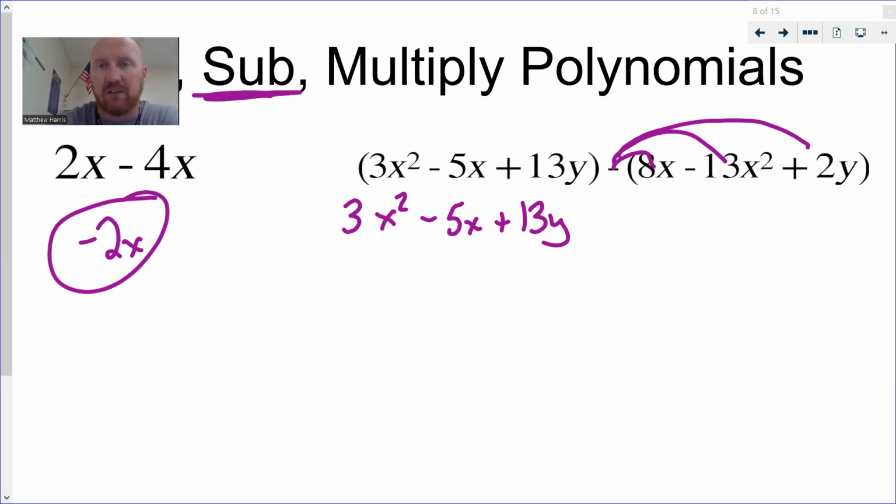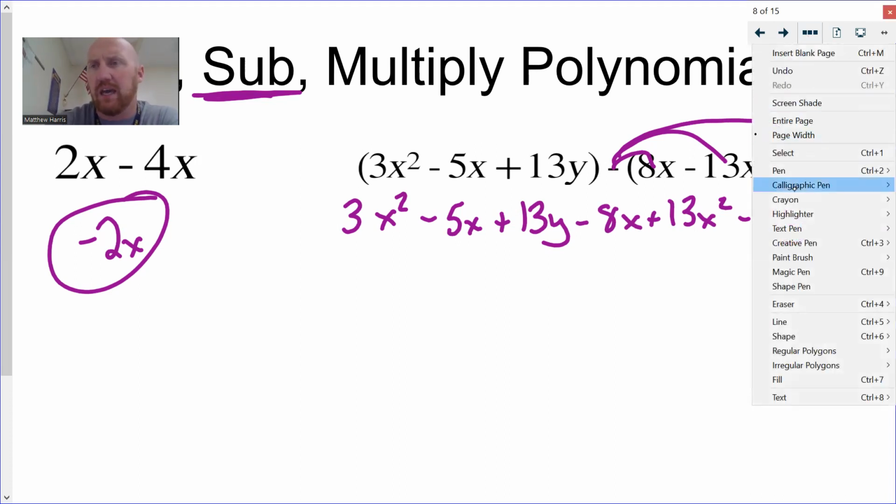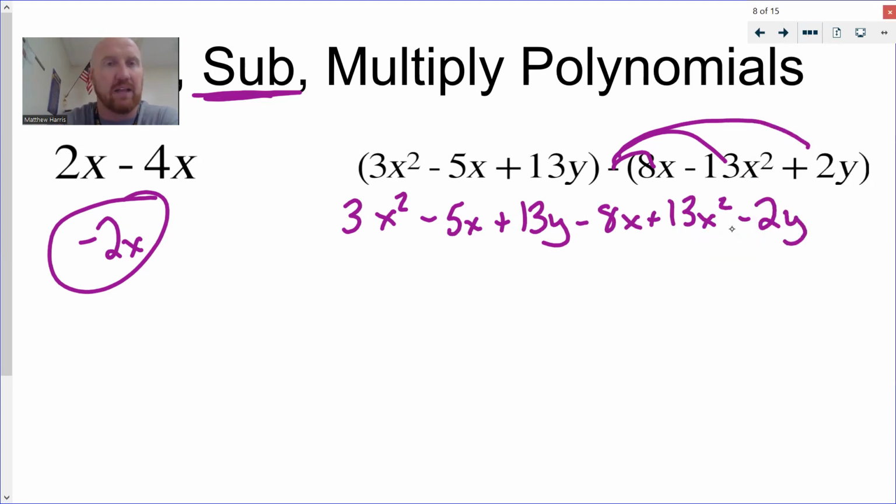So we have a negative and a positive, which turns this into a negative 8x. A negative and a negative turns this into a positive 13x squared. And a negative and a positive turns this into a minus 2y. And now we go through and we combine like terms. I have a 3x squared, and I also have a positive 13x squared. 3 plus 13 is 16x squared.